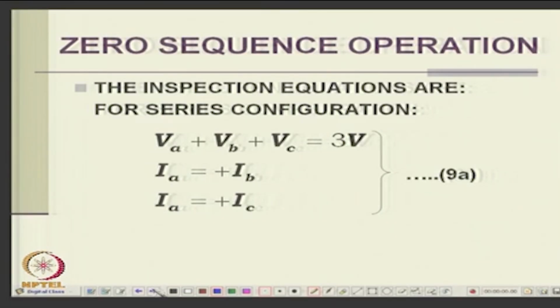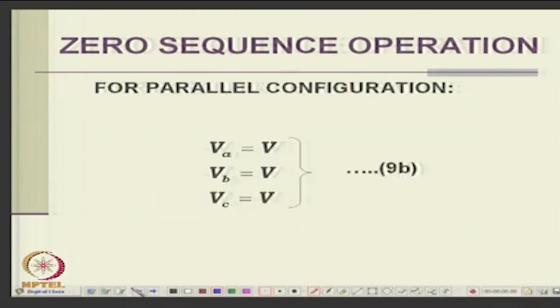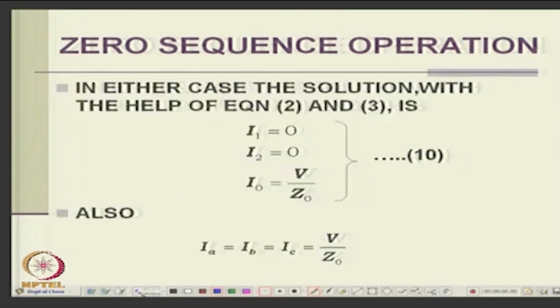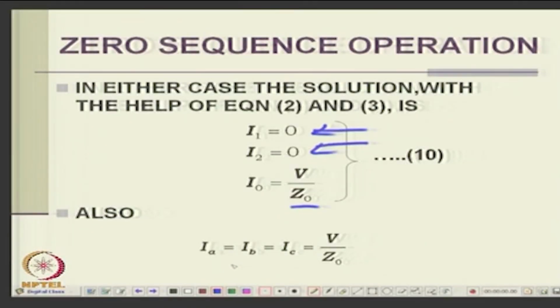Now, if they are connected in series, sum of the voltage will be 3 times that voltage. Then IA is IB, IA is also equal to IC. Now, for parallel connections you have VA, VB, VC, all will have the same voltage. Therefore, in this case I1 is 0, I2 is 0 and I0 is V by Z0. So, in this case I0 will be V by Z0 because your V will have V1 0, V2 0, right. So, IA is IB equal to IC equal to V by Z0, right, is it okay?